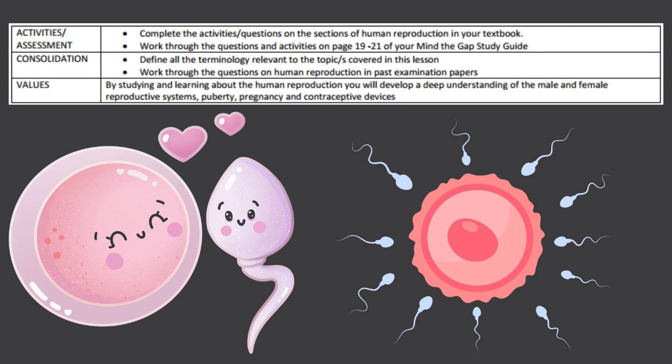Activity/assessment. Complete the activity/questions on the sections of human reproduction in your textbook. Work through the questions and activities on pages 19-21 of your Mind the Gap study guide. Consolidation. Define all the terminology relevant to the topic covered in this lesson. Work through the questions on human reproduction in past examination papers.